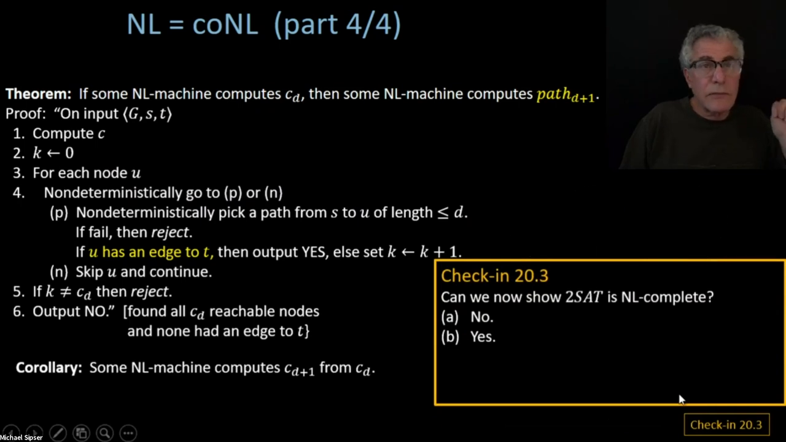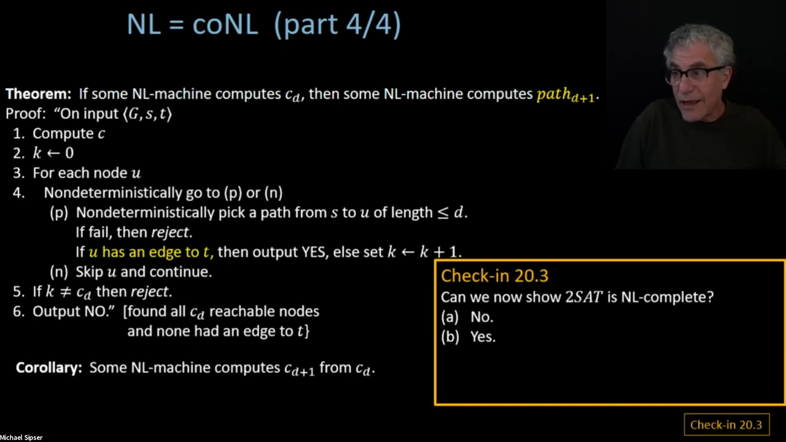And review. We have a missing check-in. I want to make sure everybody's got all their check-ins here. If we know NL is equal to coNL, we showed 2SAT complement is NL complete. It also then follows that 2SAT itself is NL complete because NL equals coNL. I'm going to give you the answer to this just because I want you all to finish this poll. Still, some of you are getting it wrong.